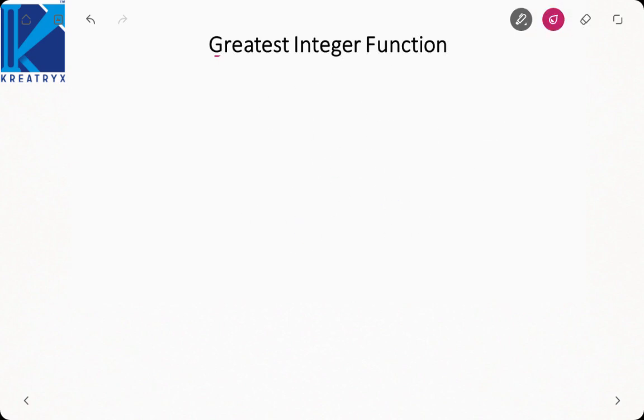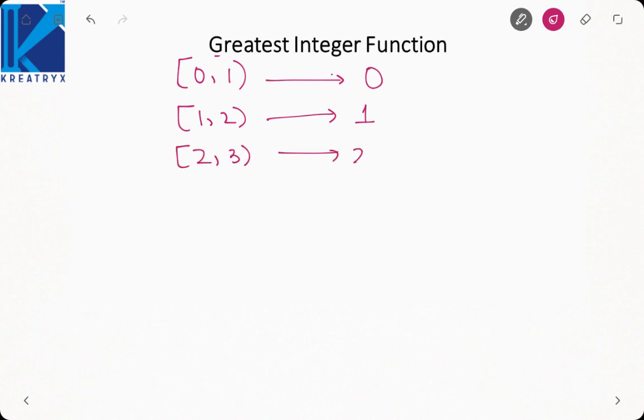Now, if there is any value of x lying between 0 and 1, then what will it return? 0, because it will return an integer which is less than this value. What about 1 to 2? It will return 1. Then 2 to 3, it will return 2, like this. It will return the integer which is just less than the number, and it is highest among all the integers.